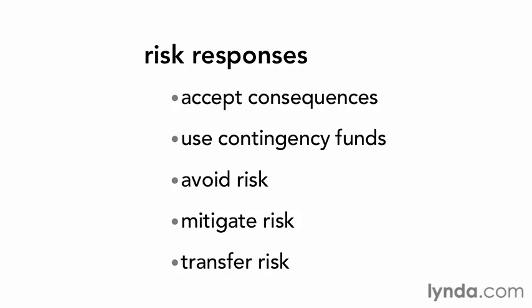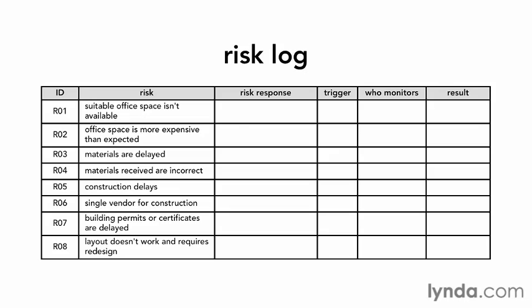When you choose responses, make sure they're appropriate for the magnitude of the risk. If you think a delayed opening day will cost you $2,000, don't spend $5,000 to prevent the delay. The final step in a risk management plan is defining how you will track risks and measure the success of the risk responses. Add each risk you're going to manage.